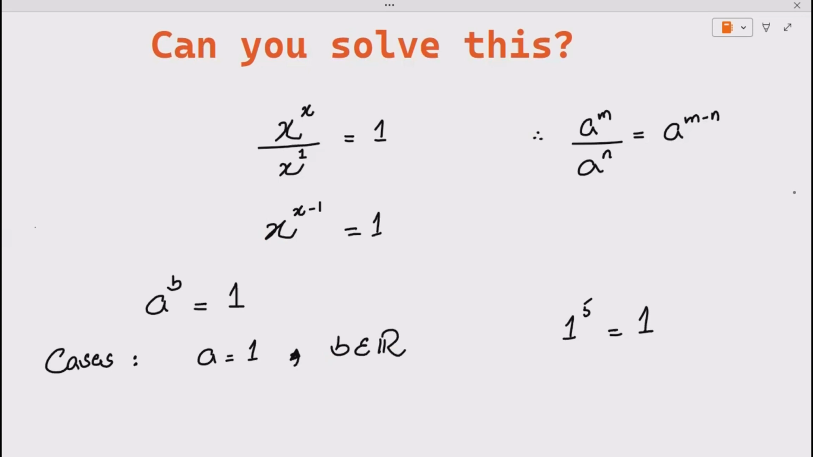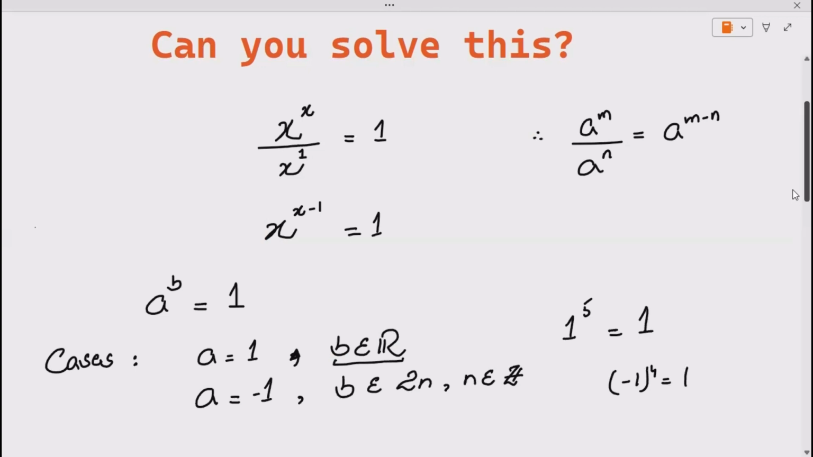any real number. Second case, it might be that a is minus 1, but b is some even number. So b belongs to the even integers, in Z, right? Because for the first case b belongs to R, so any power of 1 gives us 1. Now not all powers of minus 1 give us 1, only the even integers give us 1, i.e. minus 1 raised to the power 4 equals 1. So these are two cases.